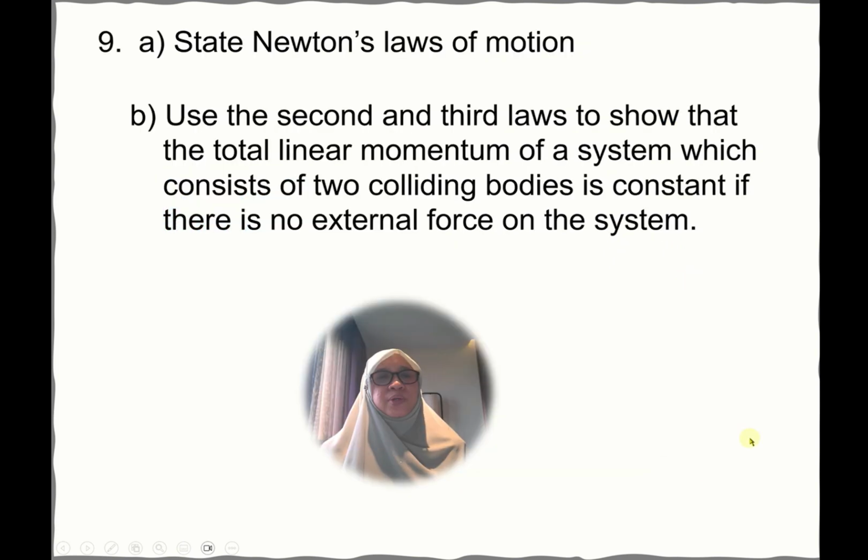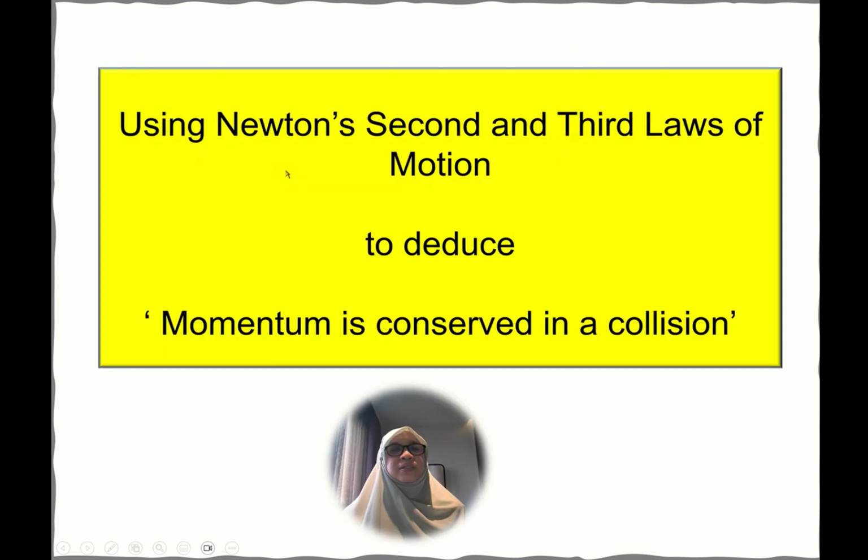Now we go to question 9. Okay, state Newton's laws of motion, and then use the second and third laws to show that the total linear momentum of a system which consists of two colliding bodies is constant if there is no external force on the system. So first we are going to use Newton's second and third laws of motion to deduce that momentum is conserved in a collision.